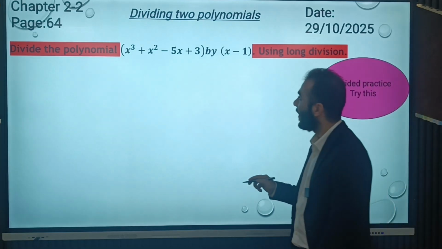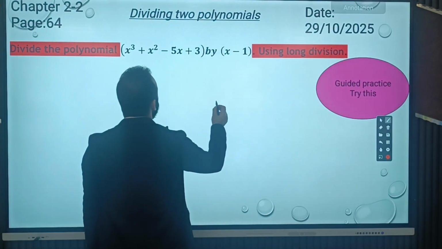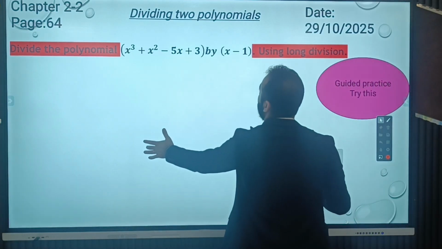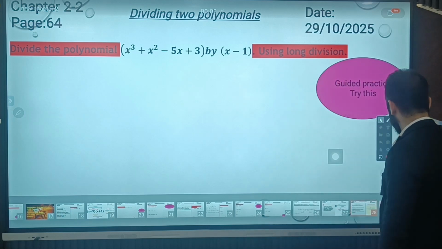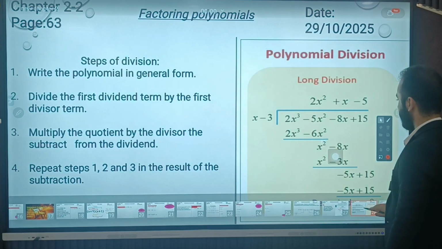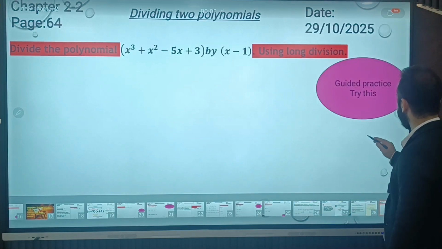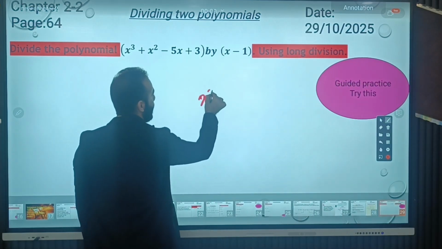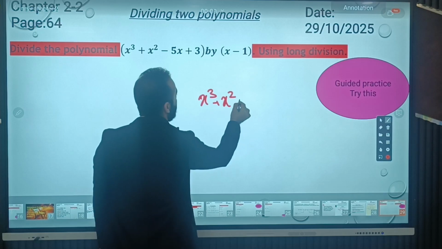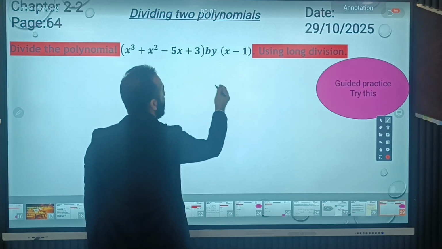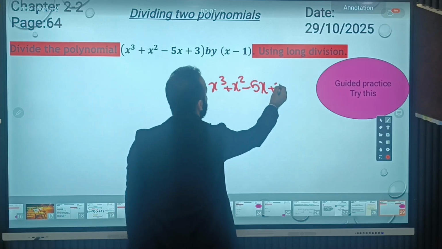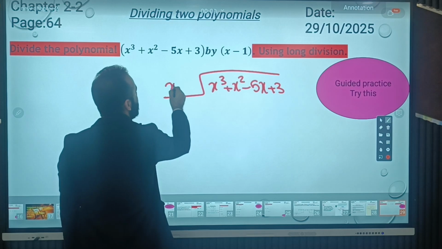Yes. So x3, isn't it the previous example? Let me just check it. It's actually divided by x minus 1. So let's do it here. Perfect. So our dividend is x3 plus x2 minus 5x. Just write it here. x cubed plus x2 minus 5x plus 3 divided by x minus 1.